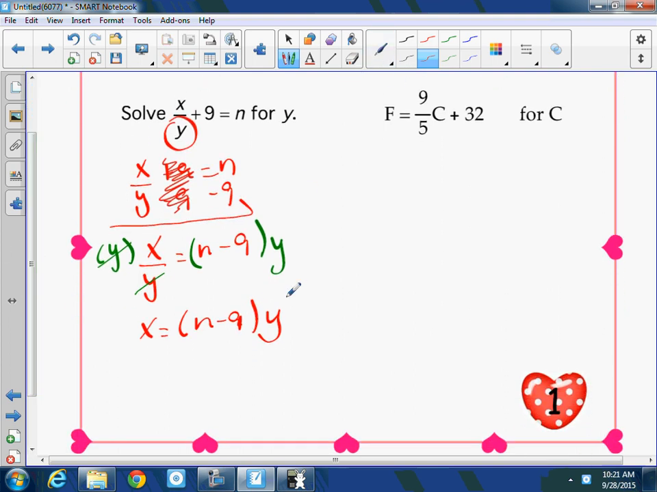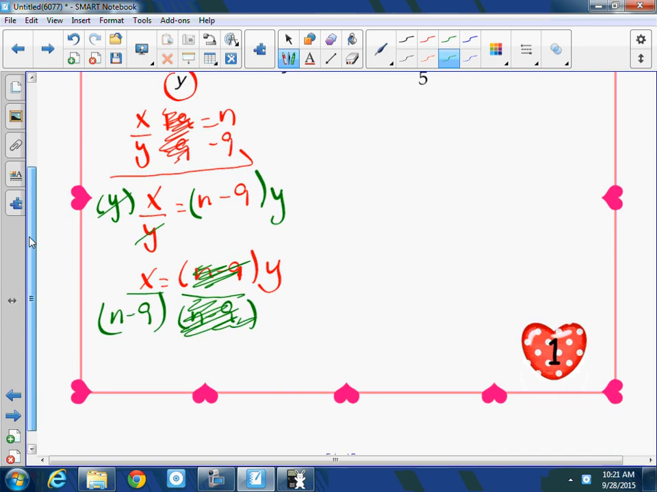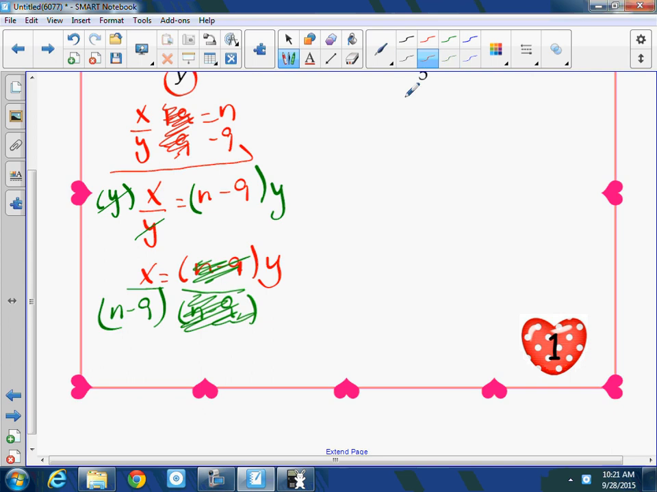Now, this is multiplied by the y, so to get rid of it, all I need to do is divide by n minus 9. Now in here, it's canceled. So then I get that y equals x divided by n minus 9.